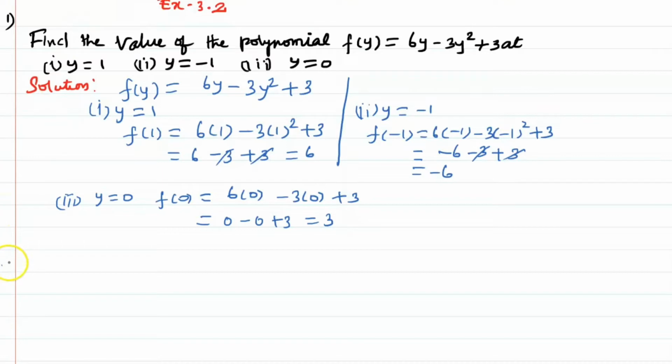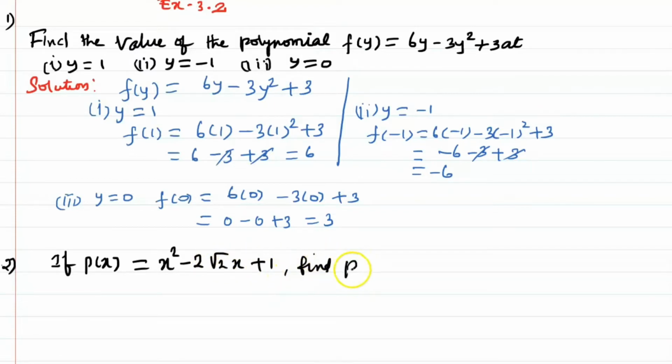Next, second question. If p of x is equal to x square minus 2 root 2x plus 1. So, find p of 2 root 2. So, solution. p of x is equal to x square minus 2 root 2 into x plus 1.